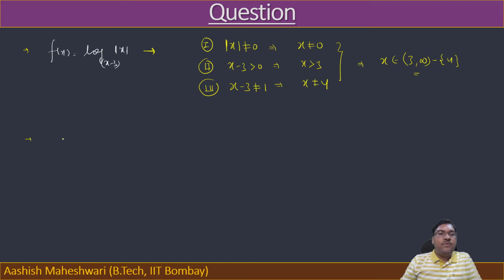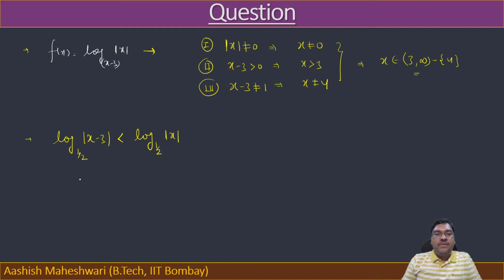Now let's say you have a question: log of modulus of x minus 3 to the base 1 by 2 is less than log to the base 1 by 2 of modulus x. Let's say you have to solve this inequality. Now what is the solution of this inequality?